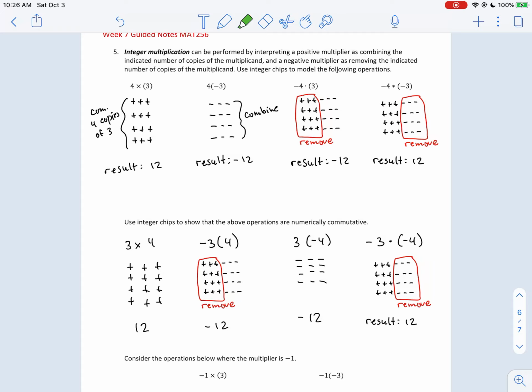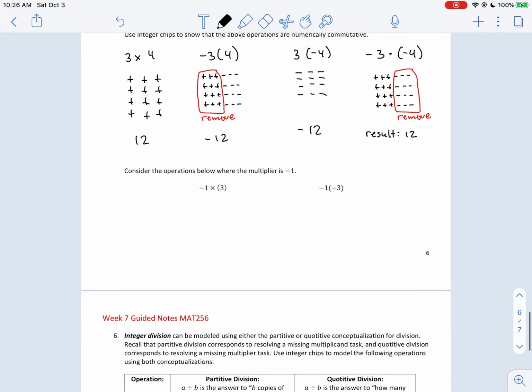Now you might start seeing some rules emerge that you're already familiar with. If you multiply 2 positives, you get a positive. If you multiply a positive and negative, you're going to wind up with a negative. And if you multiply 2 negatives, you're going to wind up with a positive, right, using these models. And also, we are seeing that integer multiplication is also commutative, just like whole number multiplication was.